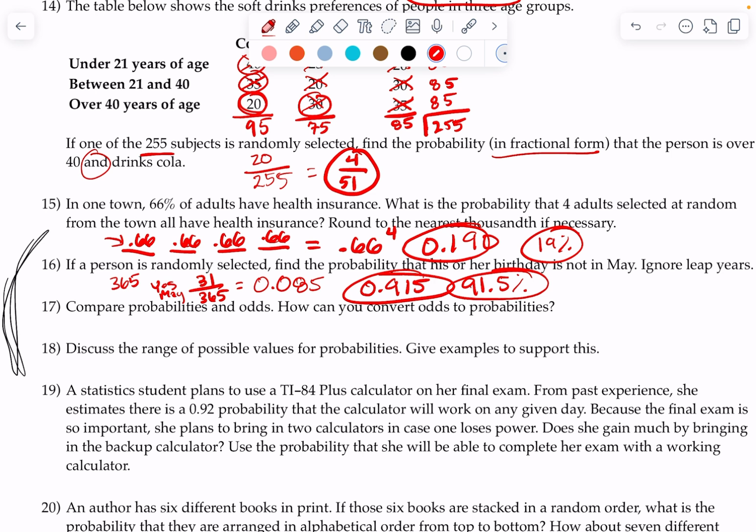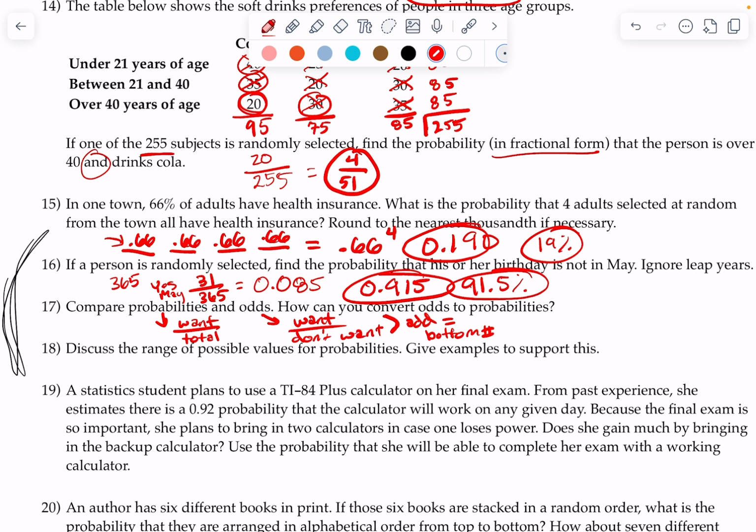Okay. Compare probabilities and odds. How can you convert odds to probabilities? Probability is want over total. Odds is want over don't want. How can you convert odds to probability? If you're given the odds, you add these two together, and that equals your bottom number for your probability, right?